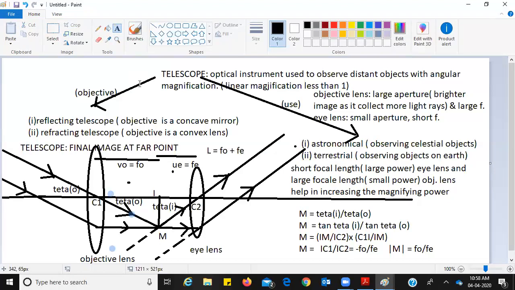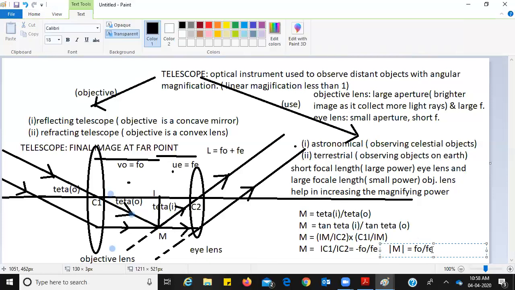So from this, can you tell me why we need a shorter focal length for the eyepiece? Lesser FE will give you greater magnification. Larger. Yeah. Okay.